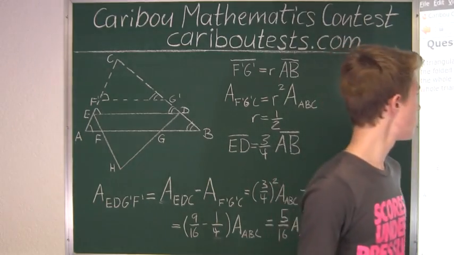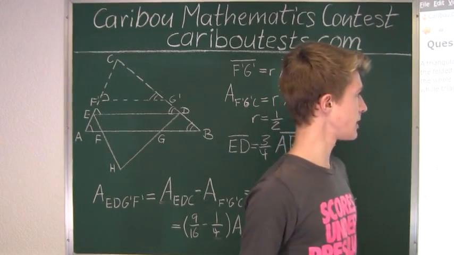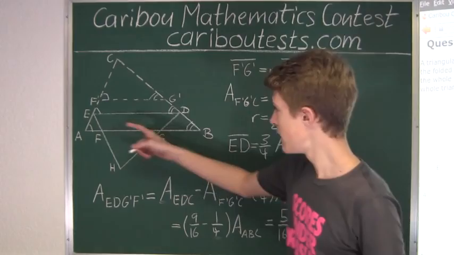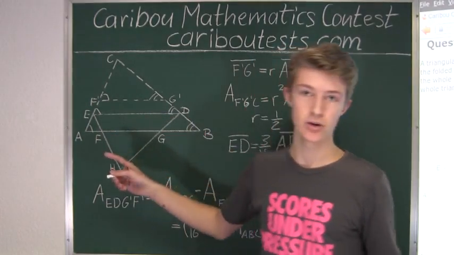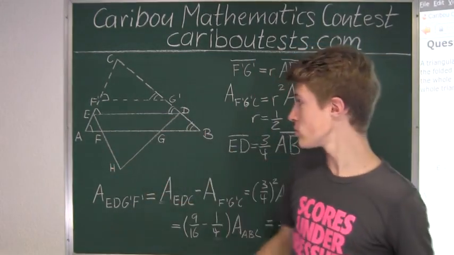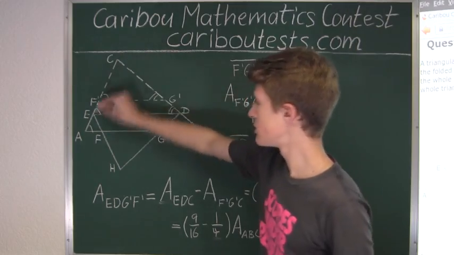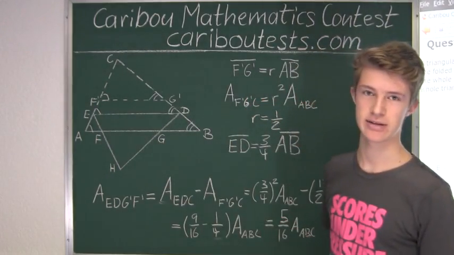So therefore, we know that the ratio of the overlapping area, which is the trapezoid FGDE, to the area of the whole triangle ABC is 5 over 16.